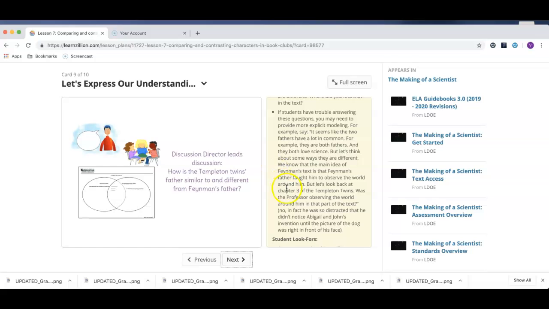But let's look back at chapter 3 of the Templeton Twins. Was the professor observing the world around him in that part of the text? No, in fact, he was so distracted that he didn't even notice Abigail and John's invention until the picture of the dog was right in front of his face.